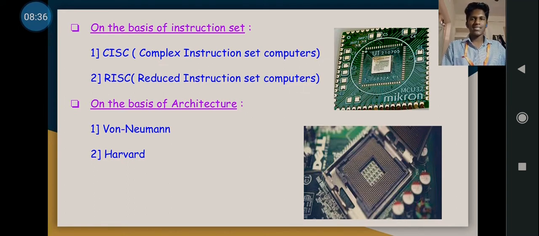In CISC, low level operations are carried out, whereas in RISC, a set of highly optimized instructions is carried out. If we compare the two, RISC is very efficient and more generally used than CISC. On the basis of architecture, there is the von Neumann architecture and the Harvard architecture. Architecture means how the controller is made, on which design it is based. Both have their own differences, and they are used on the basis of the demand of the system as well as the circumstances.